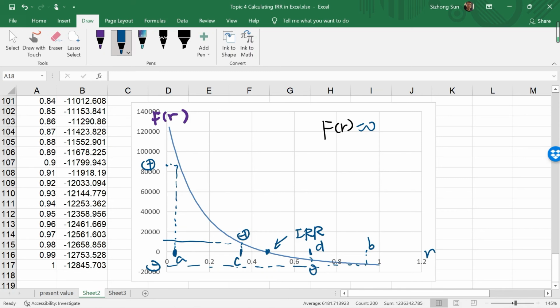I hope now you can see that we are narrowing down towards the solution, and we keep repeating this exercise. Eventually we find the solution, the IRR we want. So this is how a computer can use this algorithm to search for the solution.